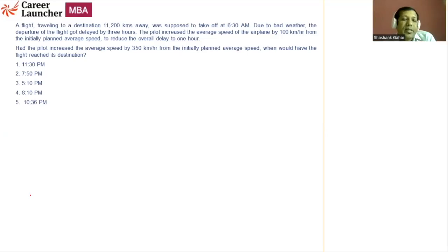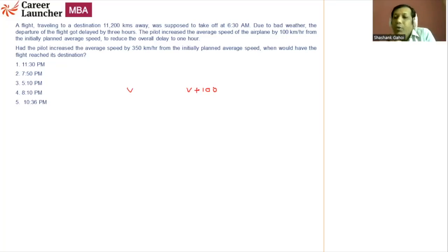A flight traveling to a destination 11,200 kilometers away was supposed to take off at 6:30. Okay. Due to bad weather, departure of the flight got delayed by 3 hours. The pilot increased the average speed of the airplane by 100 kilometers per hour, and he reduced the overall delay to 1 hour. Okay. So if, let's say, the initial average speed was supposed to be V, he moved with a speed of V plus 100. Okay. So if he is going with a faster speed, he is going to reach earlier. He is going to reach sooner.